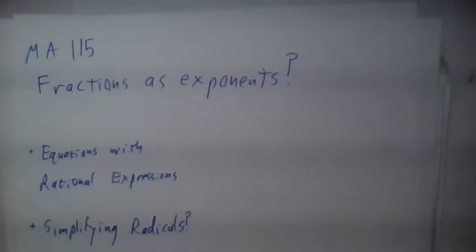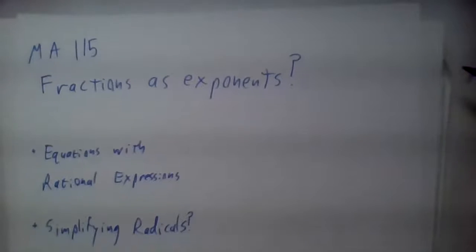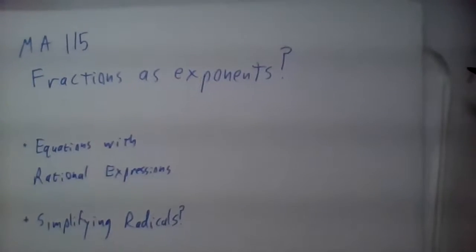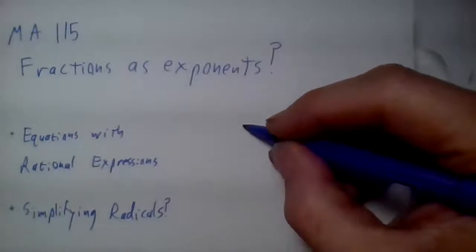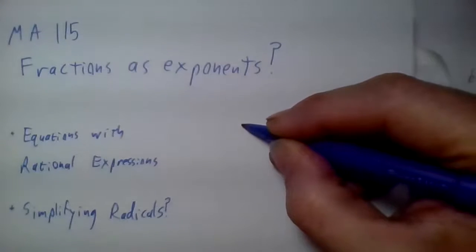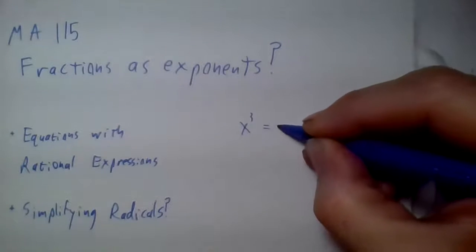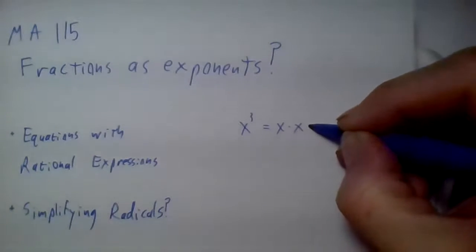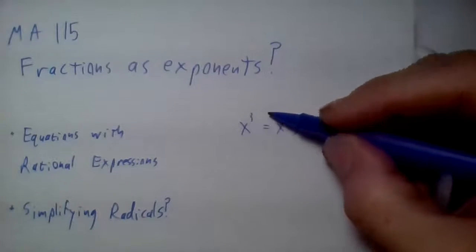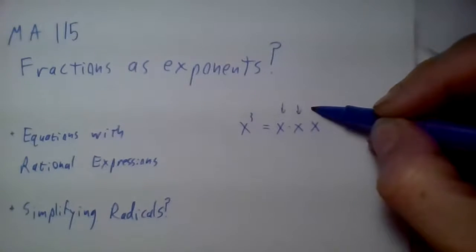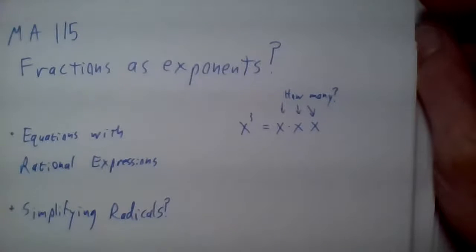So what exponents mean is repeated multiplication. If I have x to the third, it means x times x times x. The 3 exponent is just a how many, the counting number. We've already thought about this definition.